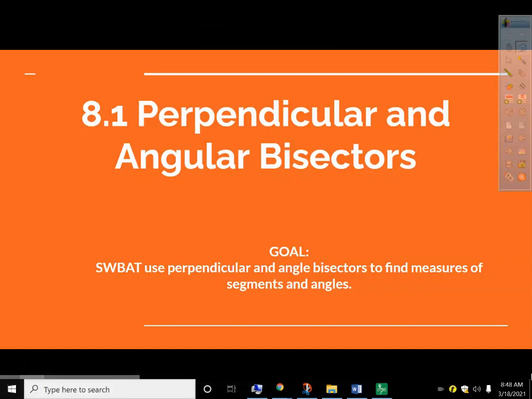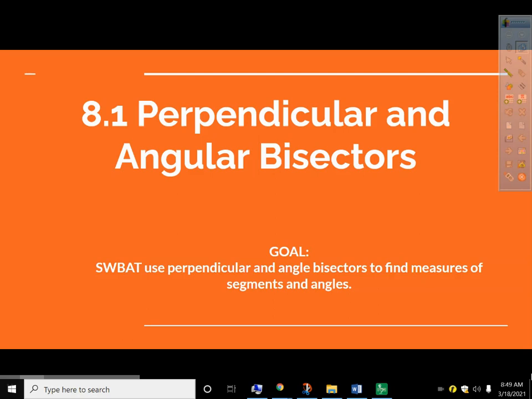Go ahead and close your Chromebooks and get out your notes. 8.1, perpendicular and angle bisectors. Okay, these notes are not very long, so I wanted to go ahead and get started.